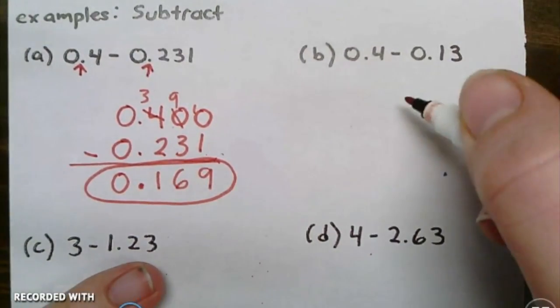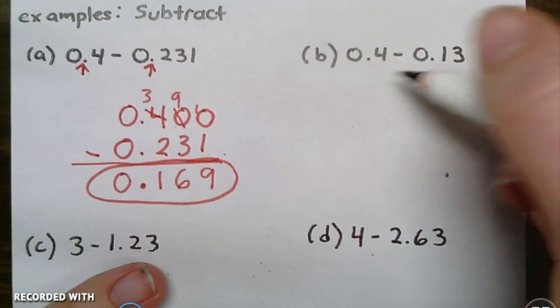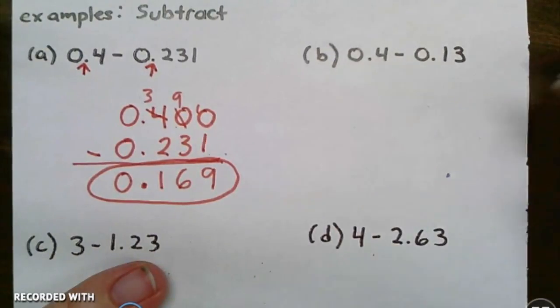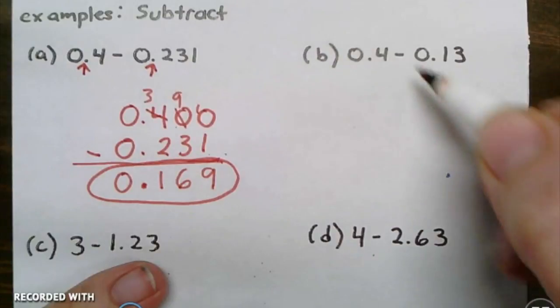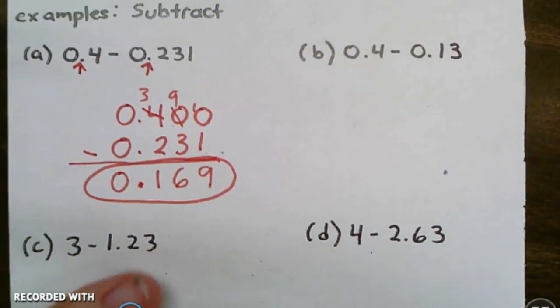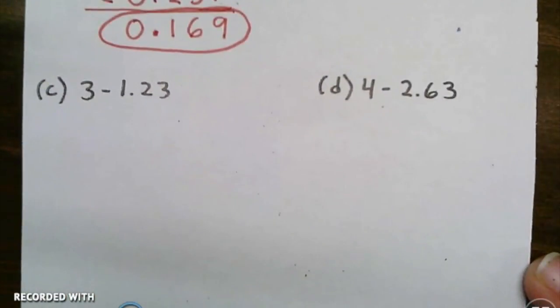All right. Time for example B. I want you to do this one on your own. So line them up, add in your zeros, and do your subtraction.